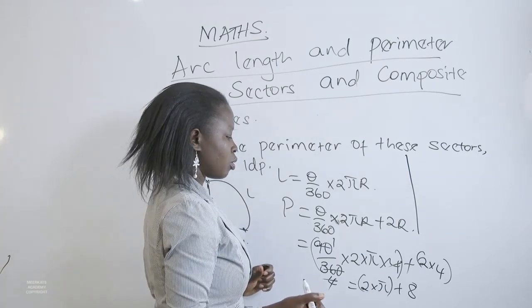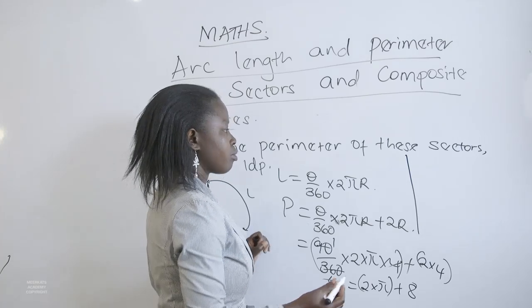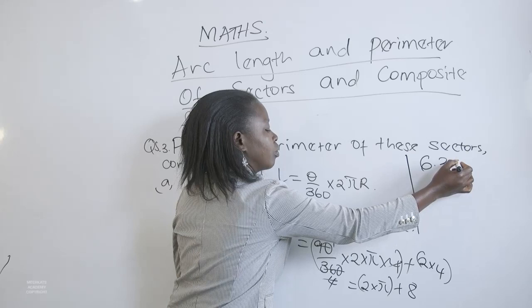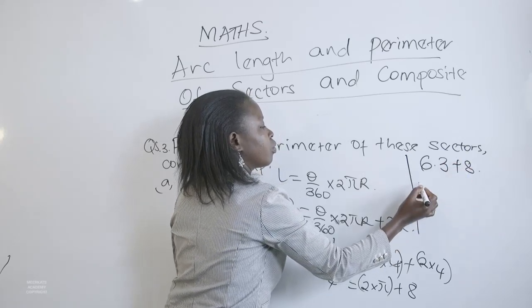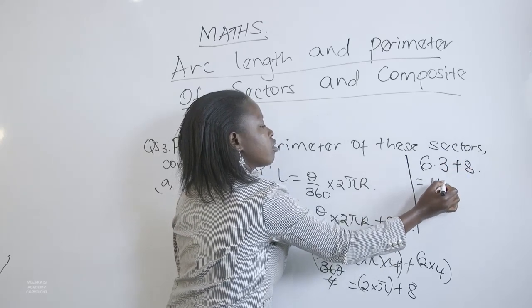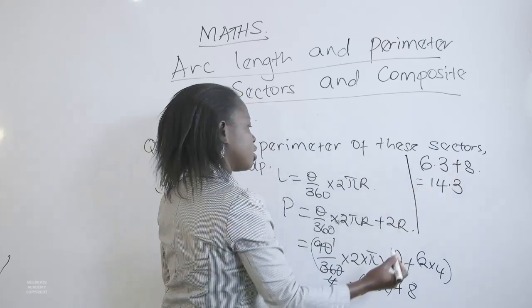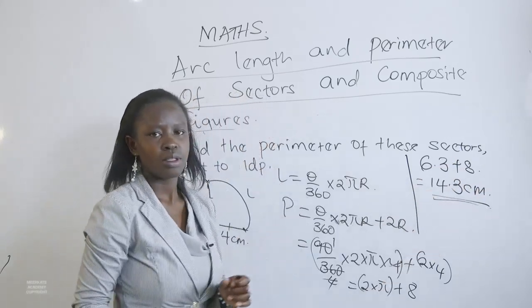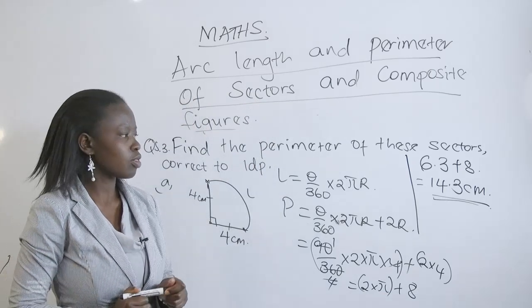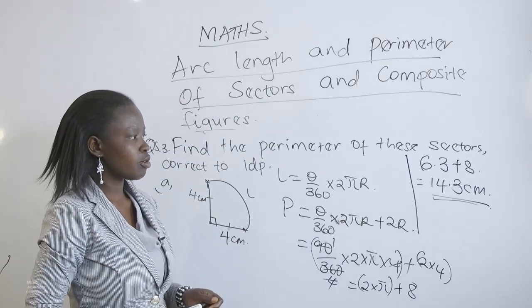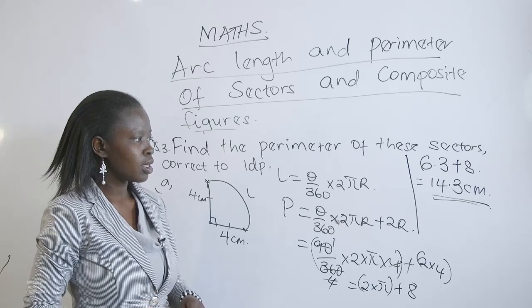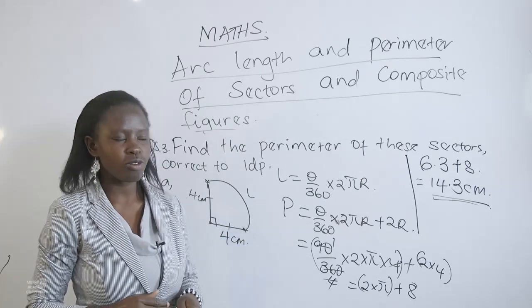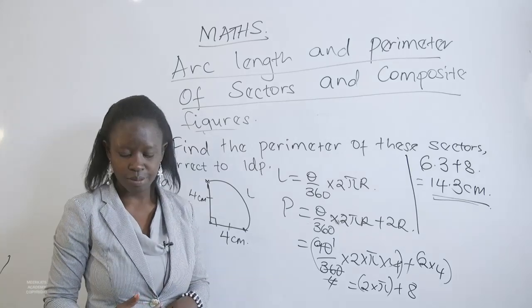So 2 times pi, which gives us 14.3 centimeters as the required answer. So 14.3 centimeters is the perimeter of our sector.